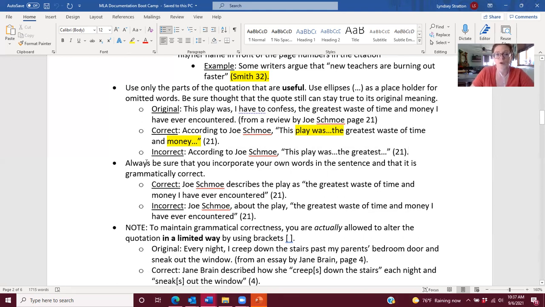The next part is also that you incorporate your own words into the sentence to make it grammatically correct. So: Joe Schmo describes the play as the greatest waste of time and money. Incorrect would be: Joe Schmo about the play, the greatest waste of time and money. It doesn't make any sense. We know what they're trying to say. It's just not coming out correctly.